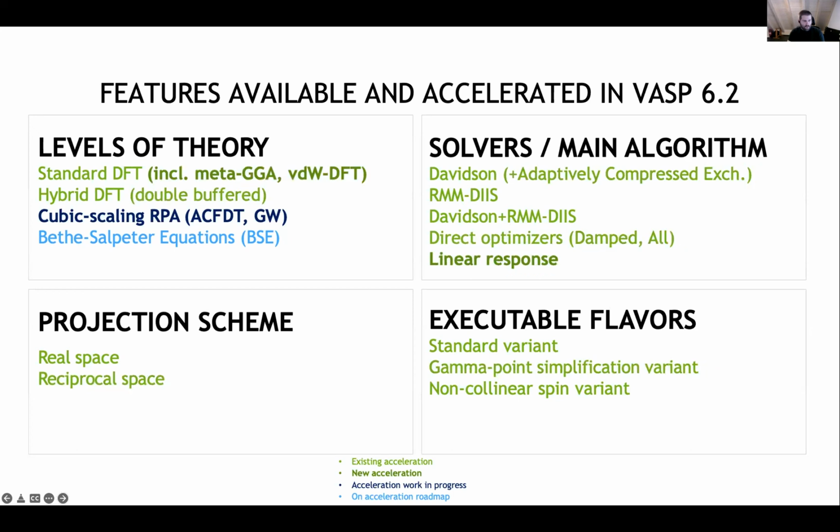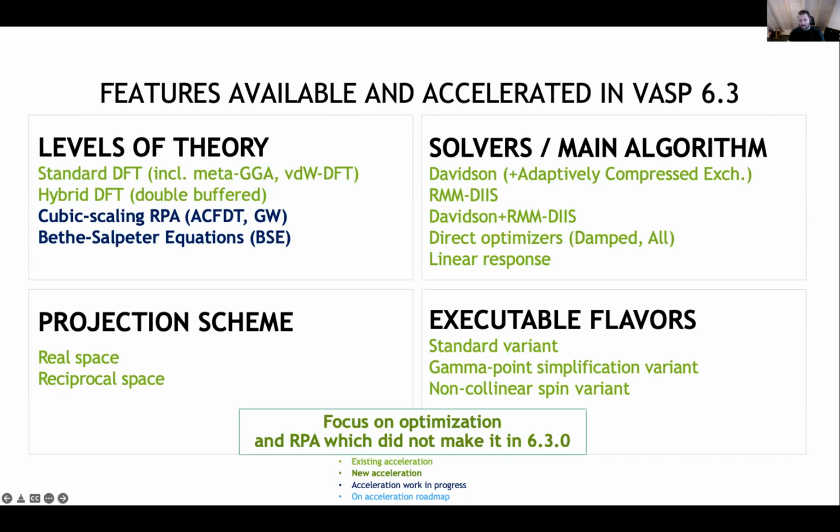And with VASP 6.2, there is linear response. We have support for MetaGGA and Van der Waals DFT. So in January, VASP 6.3 was released, and that release focused most on optimization and development on RPA, but that did not make it into 6.3. But I think it will be in the next release.